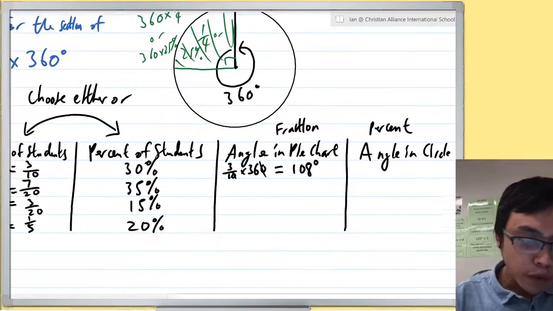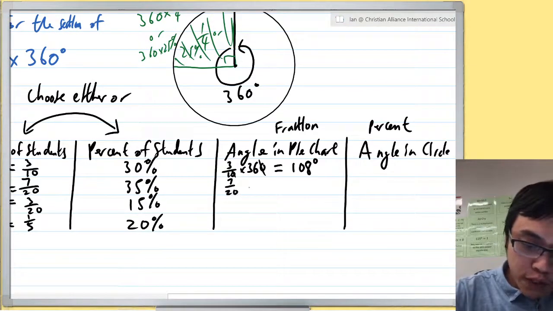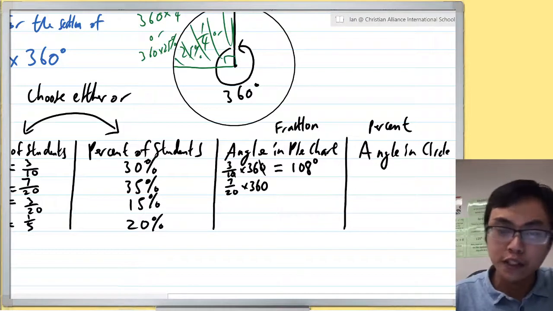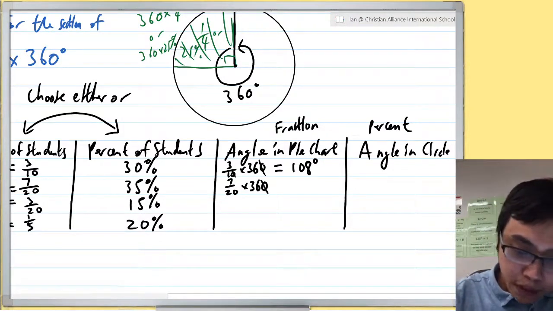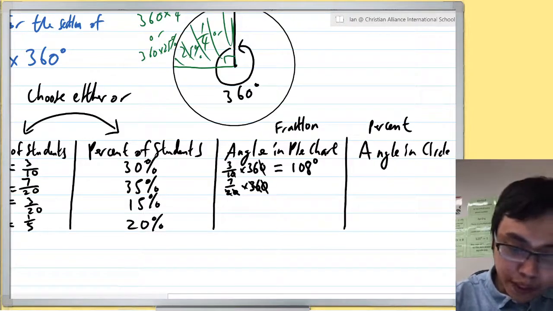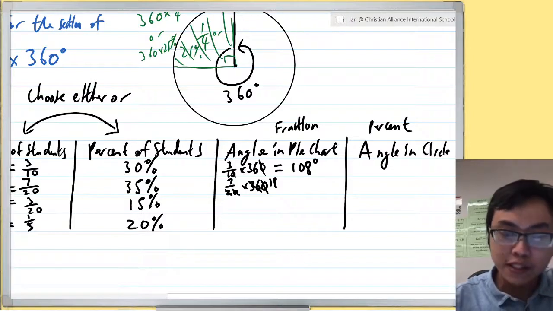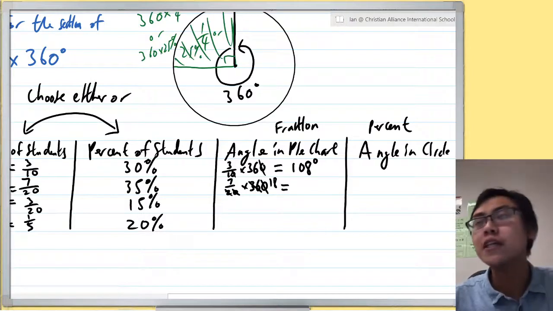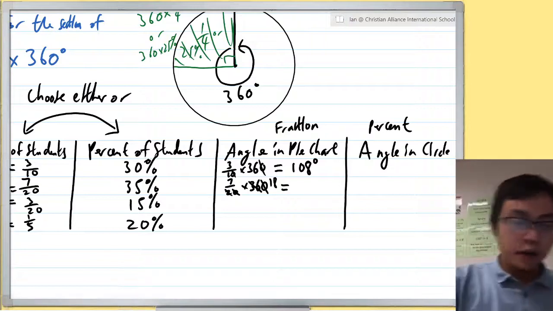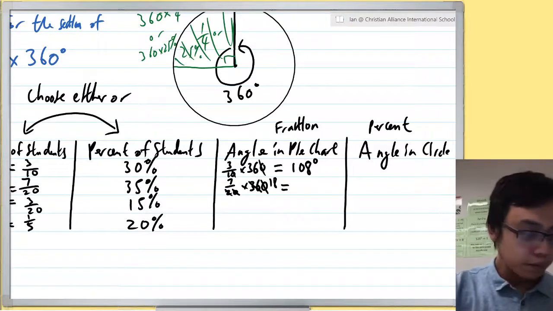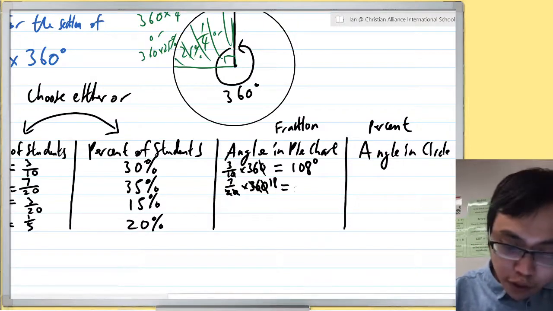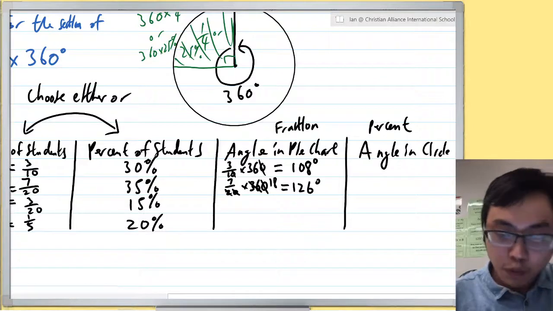Then for the next one, we have 7 over 20 times 360 degrees. So we have to divide 360 by 20. They can take out the 0. 36 divided by 2 will be 18. So we're left with 7 times 18. You might have to work that out by long multiplication, but I'm just going to quickly show you that's 126 degrees with my calculator.